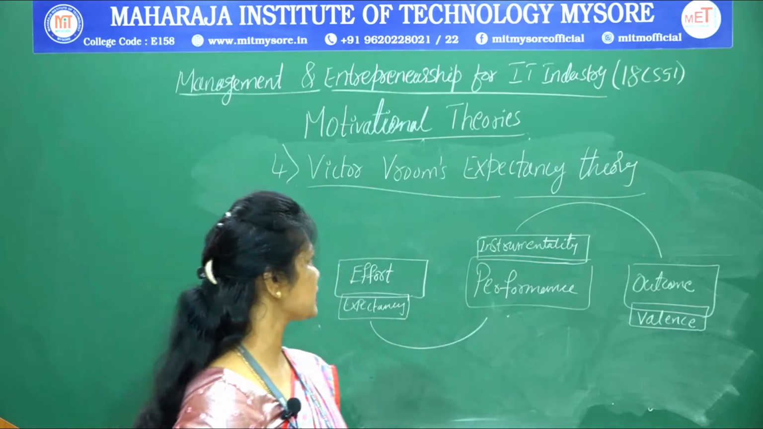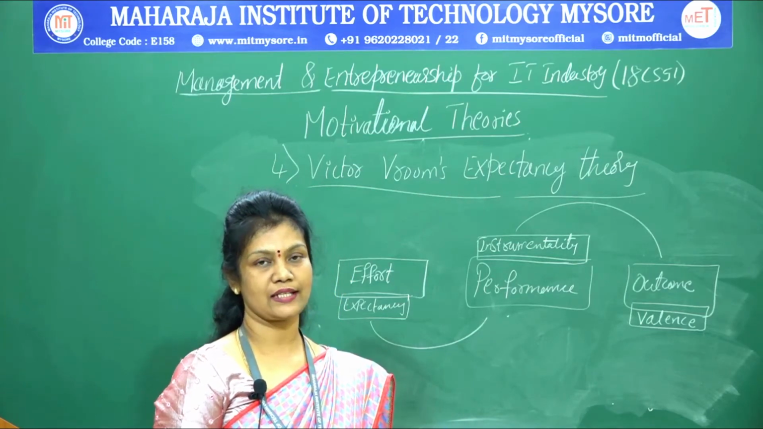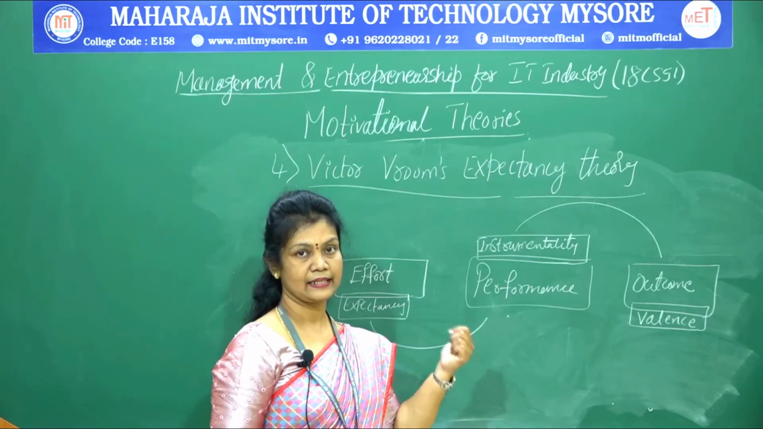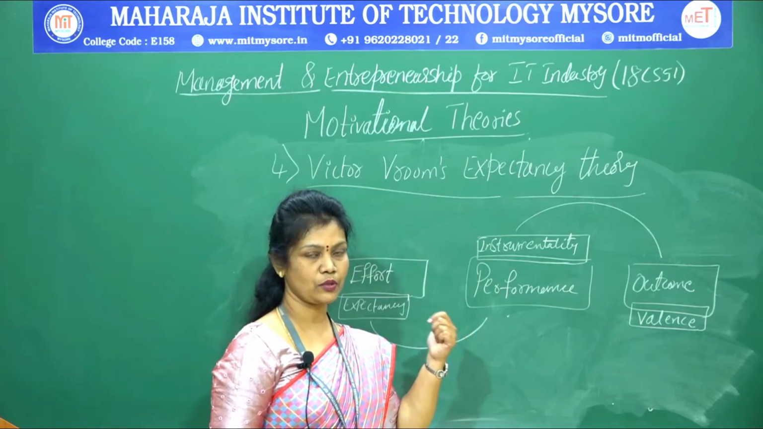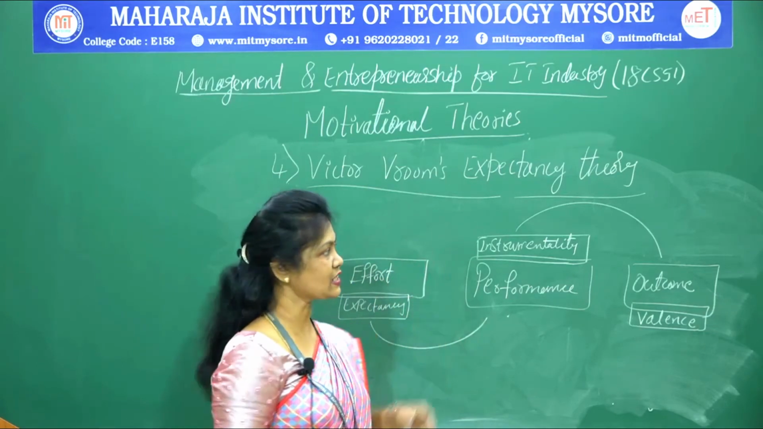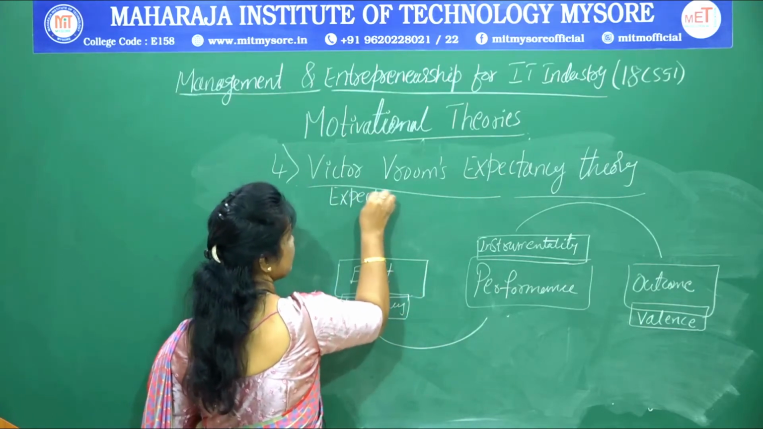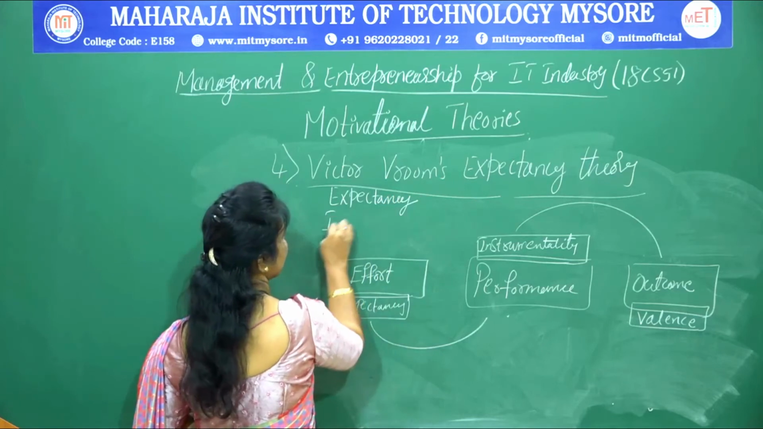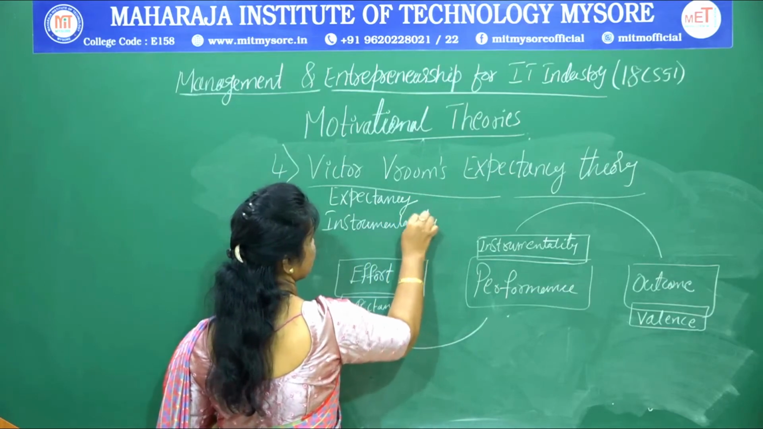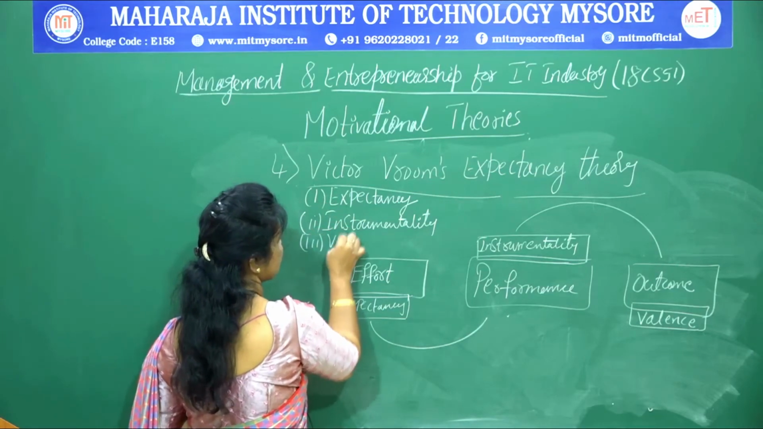According to Victor Vroom's expectancy theory, the employee working in the organization is going to think about whenever he puts in the effort, does he get the expected output or not. So here Victor Vroom's expectancy theory has been classified into 3 different types. They are nothing but expectancy, instrumentality, and valence.